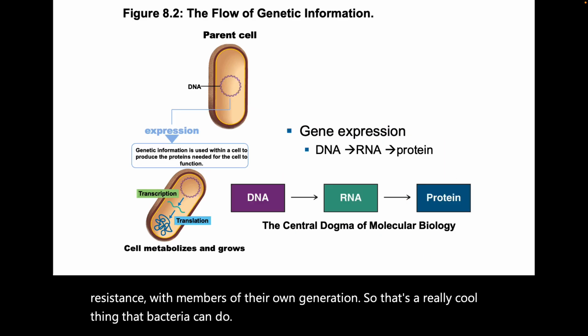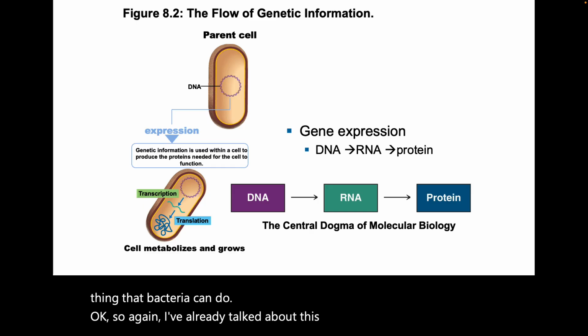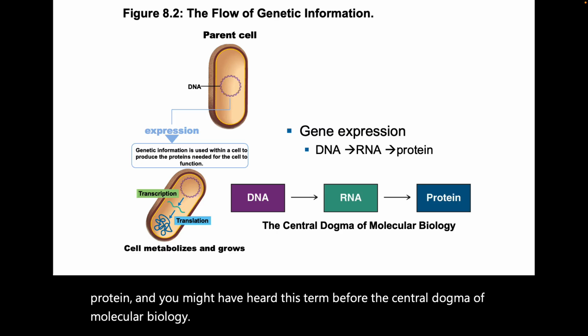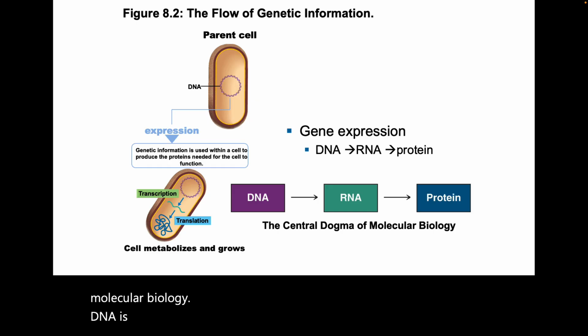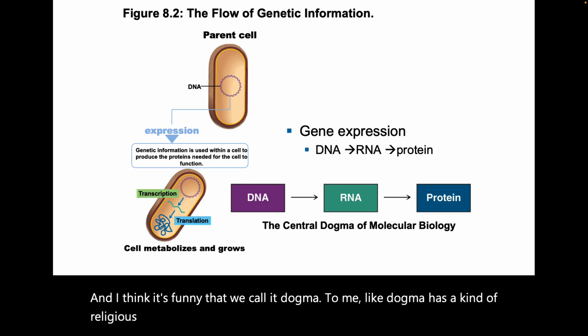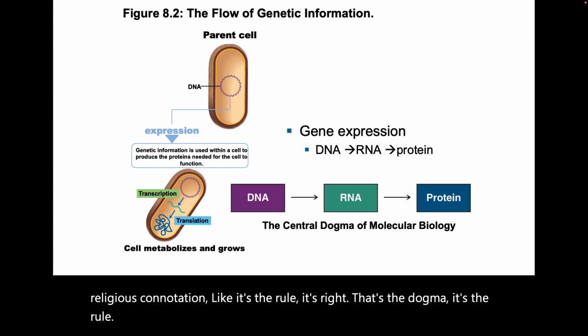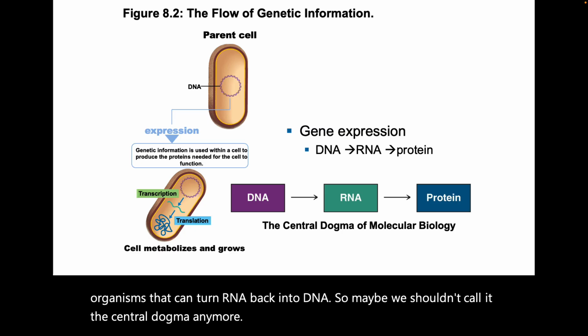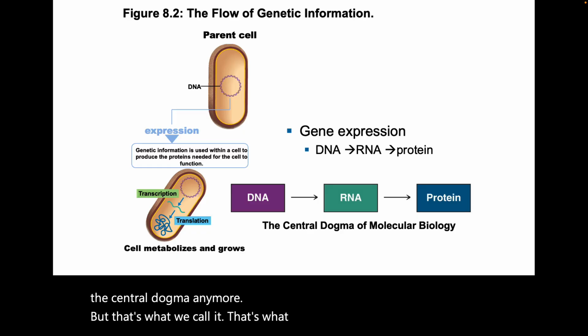Okay, so again, I've already talked about this. You go from DNA to RNA to protein, and you might have heard this term before, the central dogma of molecular biology. DNA is transcribed into RNA, which is translated into proteins. I think it's funny that we call it dogma. To me, dogma has a kind of religious connotation, like it's the rule, it's right, there's no exceptions. Except there are exceptions. There are organisms that can turn RNA back into DNA, so maybe we shouldn't call it the central dogma anymore. But that's what we call it, that's what it means, that's the central dogma.